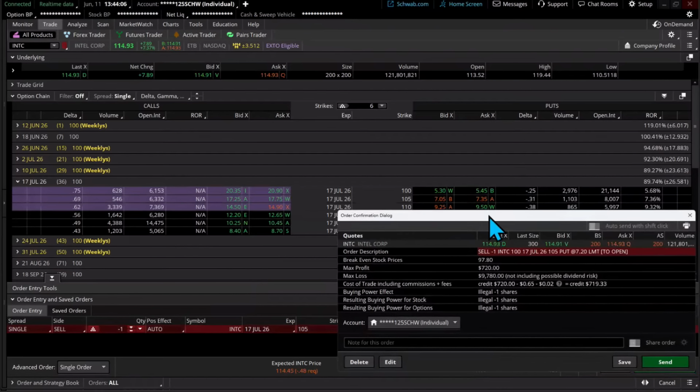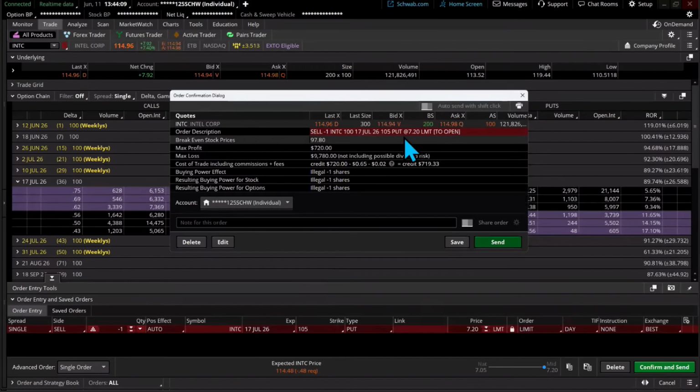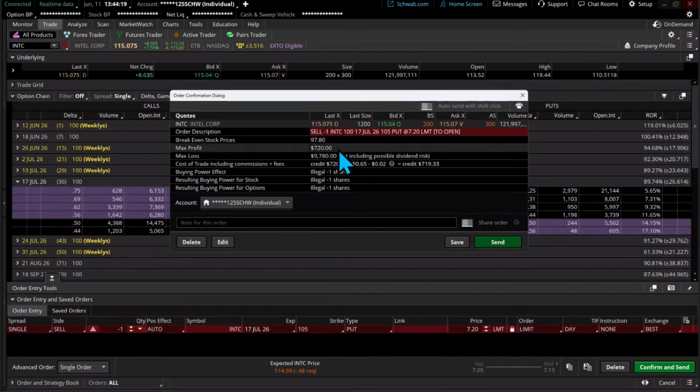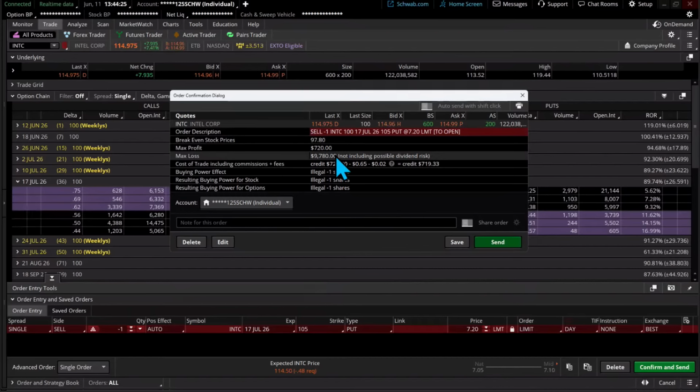And so now we collect a premium. 720, the premium, is the most we can make. And remember, we're obligated to buy the shares at 105 from now to expiration. Break even at expiration, 97.80. Max profit is the premium. The 97.80 is if the stock went all the way to zero. That's what that is showing.